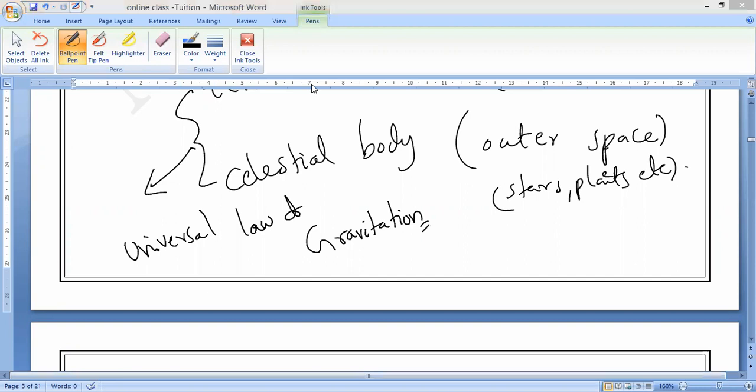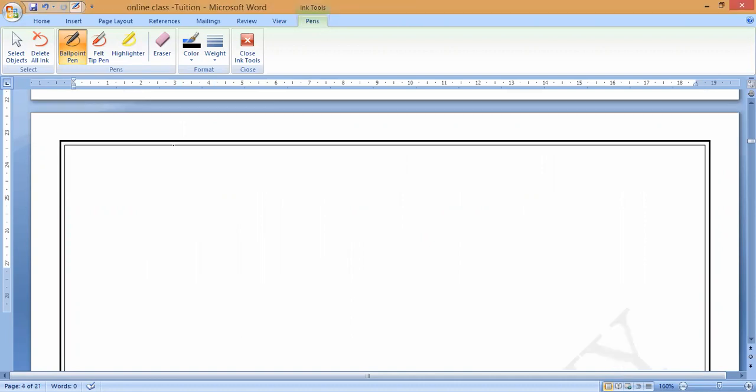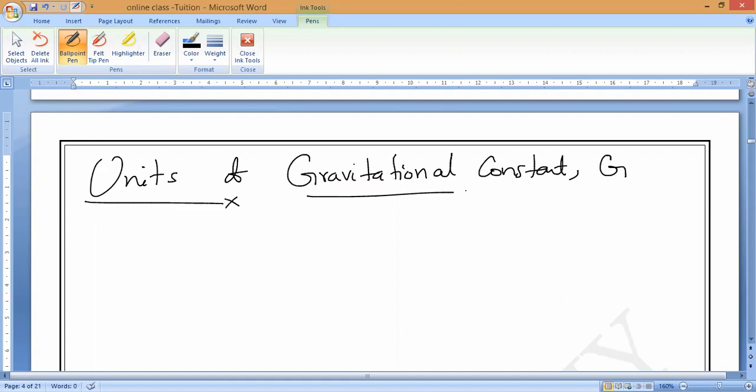Now, for our today's class, last one, we will calculate the units of the gravitational constant. Its value we will study in the next class. So let us go with the units of the gravitational constant. What is the symbol of the gravitational constant? Capital G.